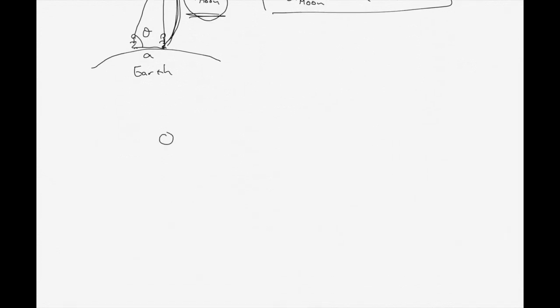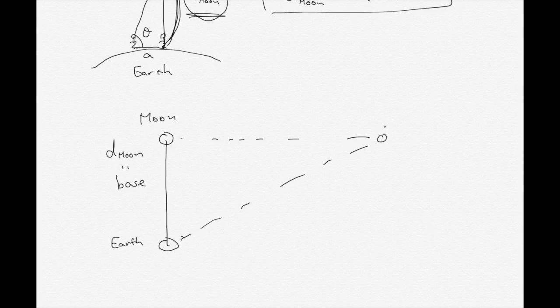Maybe it's better to use the Earth-moon distance as a base. So now the moon is here and the Earth is here. Maybe we can use this length as a base. The base is the Earth-moon distance. Then we should consider the location of the Sun. If the Sun happened to be located in this direction, this is the Sun. This is the configuration of the Sun, the moon, and the Earth.